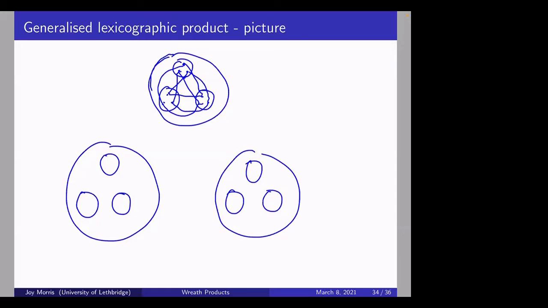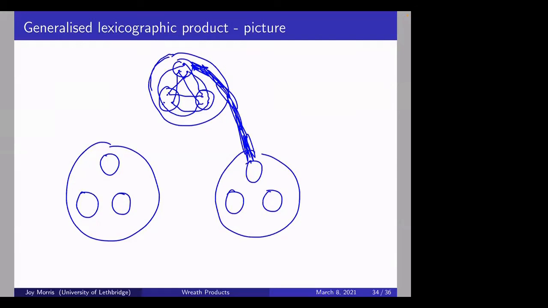And then the generalized lexicographic product, unlike the lexicographic product where we'd have to connect everything between these big blobs, in the generalized lexicographic product, we just know that for any of these little blobs, we have either all possible edges or no edges to any of these little blobs that are in other big blobs.